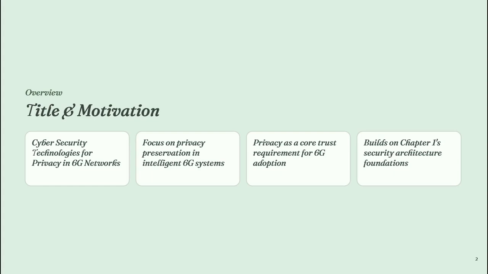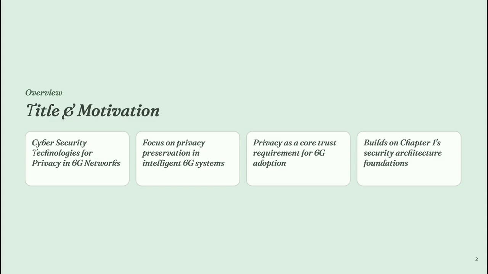First of all, we are going to talk about the title and motivation. Let us now move to chapter 2, titled Cybersecurity Technology for Privacy in 6G Networks. In chapter 1, we focused on architectural security challenges. This chapter is narrowed to focus on privacy, which is one of the most critical trust factors in future 6G systems.